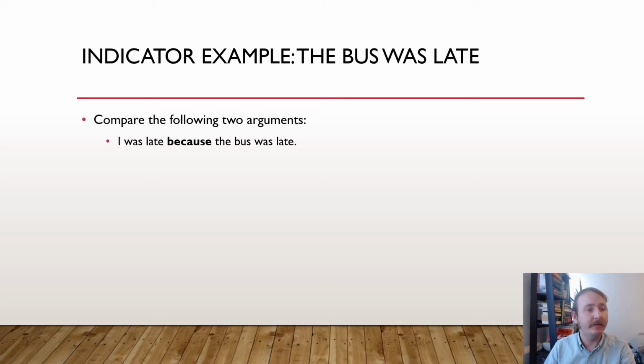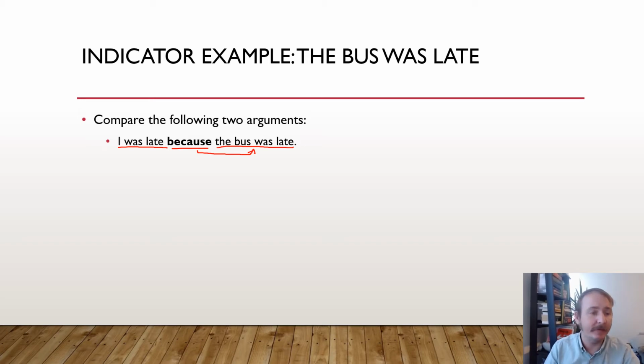The first one is, I was late because the bus was late. Now, this is an argument because it has two different thoughts that are put into a logical relationship with each other where one supports the other. So in this case, I was late is being supported by the bus was late, right? If you ask yourself, what is the reason why I was late that this argument is giving? Well, it's that the bus was late. This because is a premise indicator, right? Because it indicates that the thing that follows it, the next complete thought, in this case, the bus was late, is a premise, right?